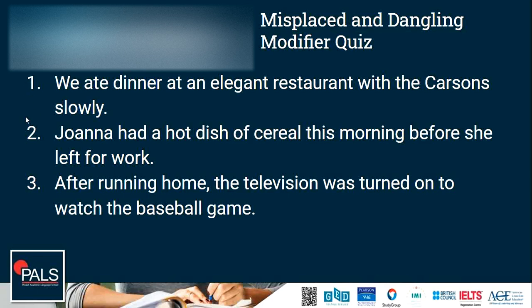Let's take a look at number 3. I think this is dangling. "After running home, the television was turned on to watch the baseball game." So the television was running home. We must try to put a person here, because we know that the television set cannot run. So, "After running home, Marco turned on the television to watch the baseball game." That's better. "After running home, Jennifer turned on the television to watch the baseball game." There you go. That's better.